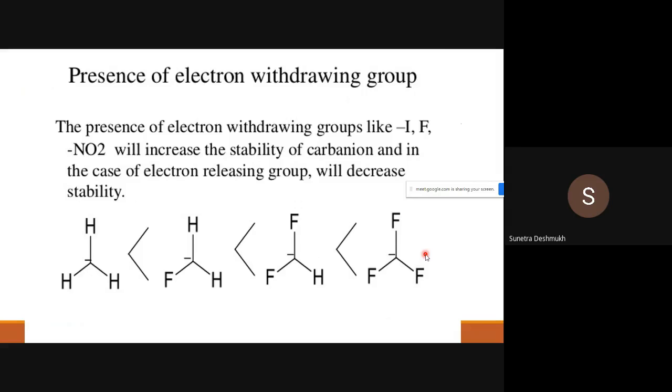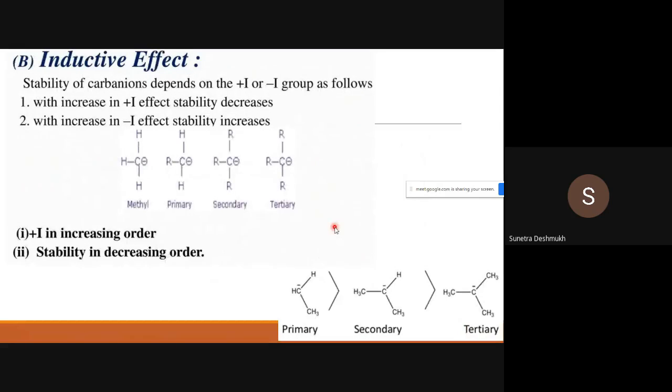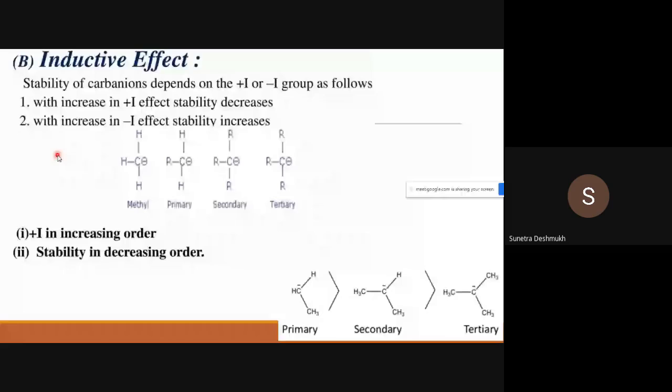And if the plus I effect is present on the carbanion, that is, if electron donating groups are present, then electron withdrawing groups like iodine, fluorine, nitro group, and cyano group increase the stability of that particular carbanion, and electron donating groups like alkyl groups decrease the stability of the carbanion. Here I have taken the examples of methyl groups: the primary, secondary methyl groups.